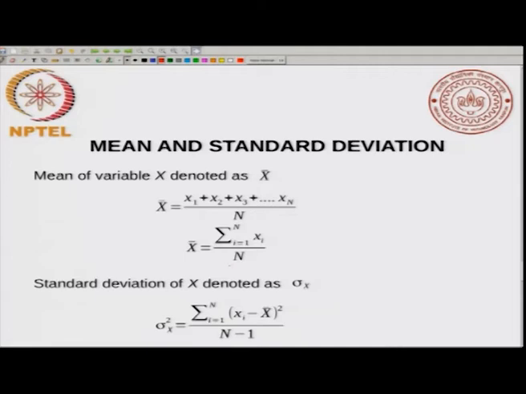Now, the standard deviation of data is denoted as sigma x, and sigma x square is given by the sum of squares of deviation. So, you take xi minus the average value of x. So, you need to calculate the average value of x in order to calculate sigma x. This is the square of sigma x, which is given in this form.